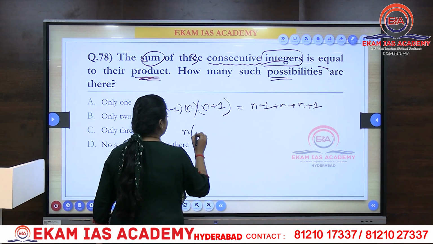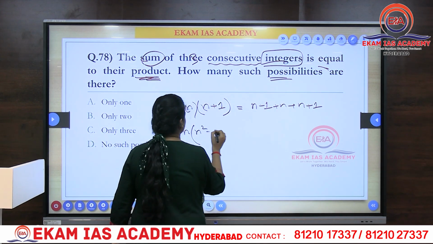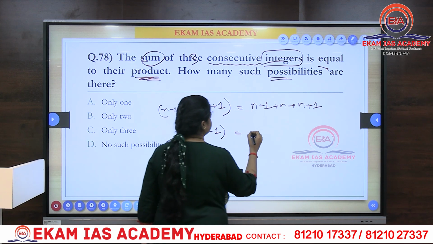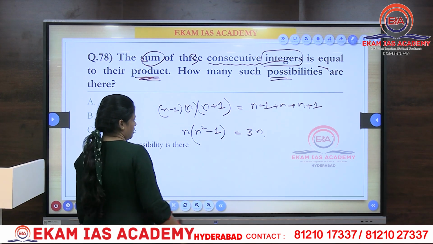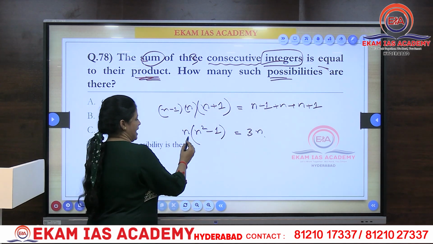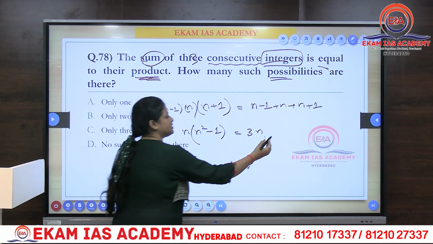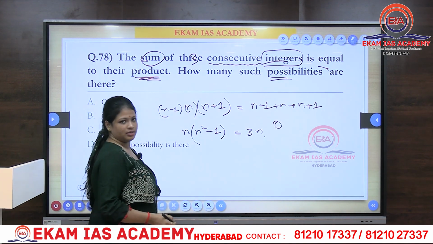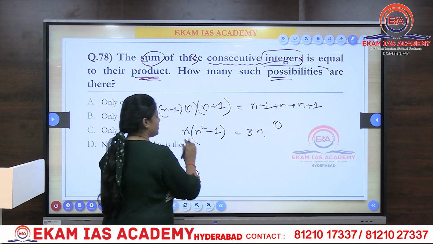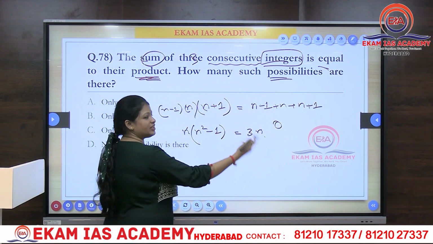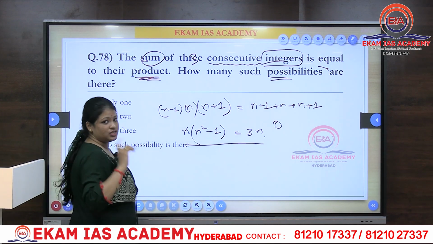This is n into n square minus 1. This is 3n. Here, as there is n common on both sides, I can have 0 as a possibility before cutting it. If I place n is equal to 0, everything is 0, 0 is equal to 0. So this equation stands right for 0.